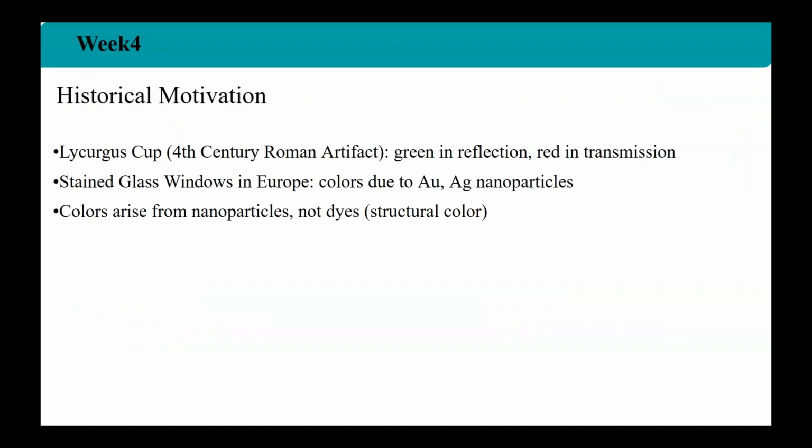The second example is the stained glass windows in Europe. Whenever you go to a church there are different colors. These colors are due to gold or silver nanoparticles.